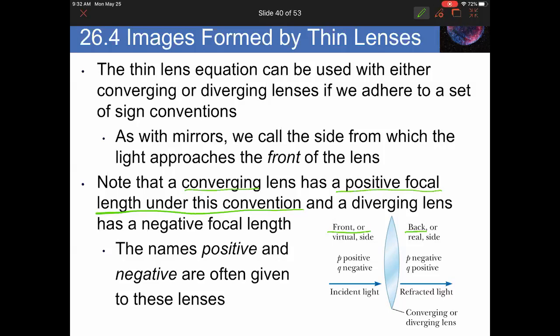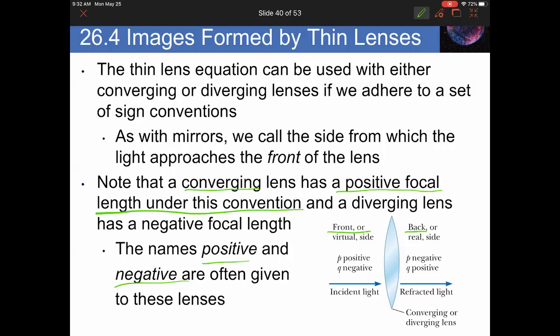The radius is a little bit more complicated for lenses, and we're going to see why, because technically each lens has two radii, right? But let's say this: the focal length is always positive for the converging or convex lens, and the focal length is negative for the diverging or concave lens. All right. So the names positive and negative are often given to these lenses.